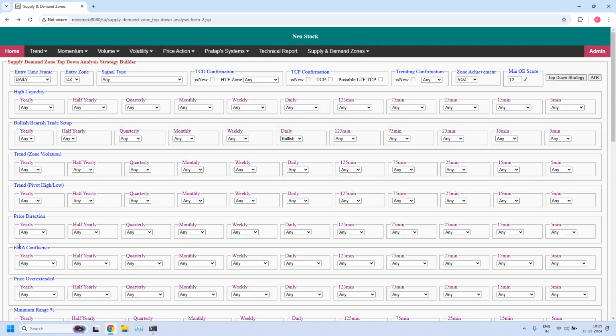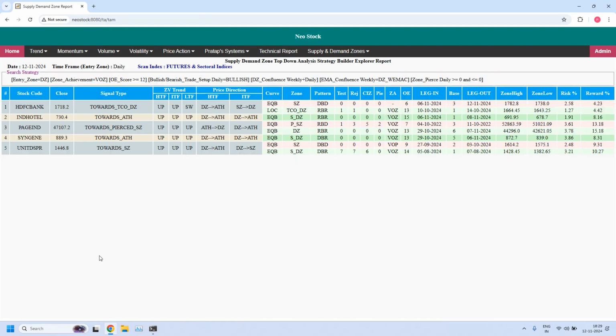So let's verify. In the EMA confluence, weekly time frame, because the daily zone is part of the weekly zone, the weekly demand zone having weekly EMA confluence is a high probability setup. In all these 5 stocks, they are even more high probability because they are having weekly EMA confluence. Next.